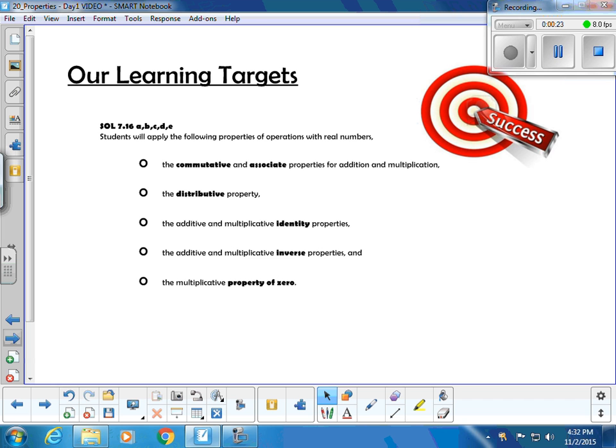So our learning target is SOL 7.16, A, B, C, D, and E. A says we're going to use the commutative and associative properties for addition and multiplication. B says we're going to use the distributive property. C is the additive and multiplicative identity properties. And D is the additive and multiplicative inverse properties. And lastly, we have the multiplicative property of 0. This is also called the zero product property.